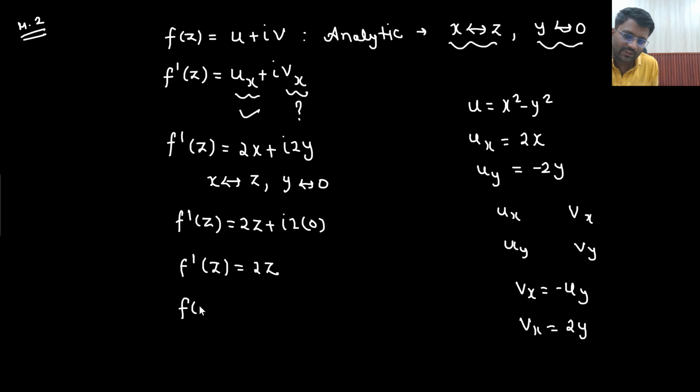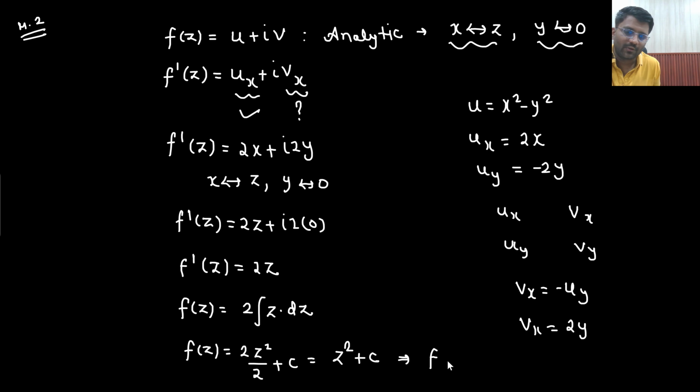Now if you need to find out f of z, what you need to do? You need to integrate on both of the sides. Right? So what answer will you be getting? The answer will come out to be 2 into z square by 2 plus c. So the answer is z square plus c. That means f of z is coming out to be nothing but z square plus c. There you go. That's the answer.